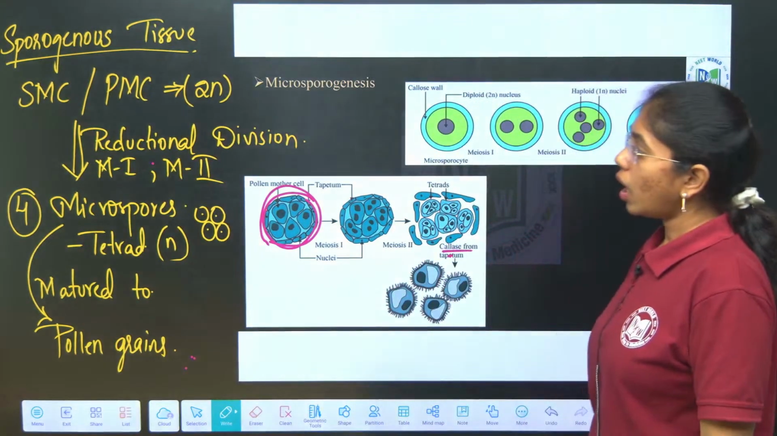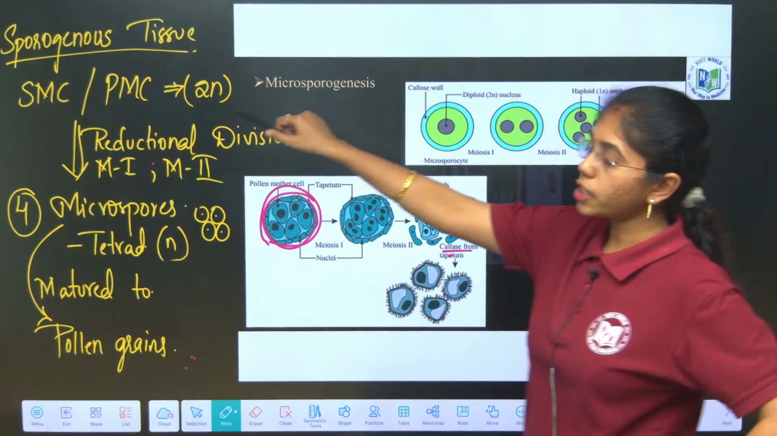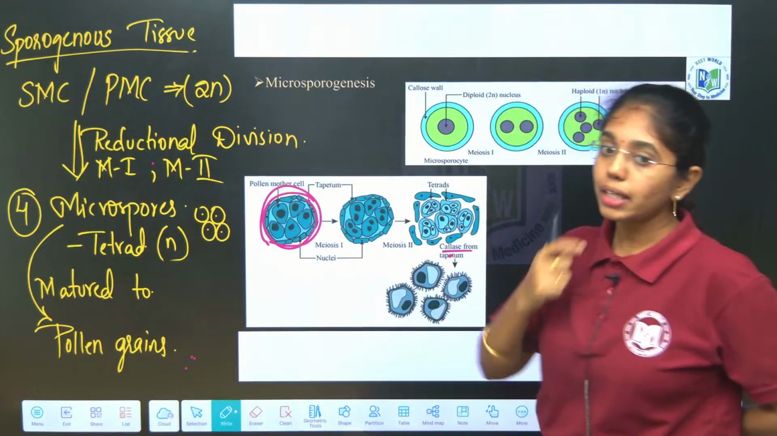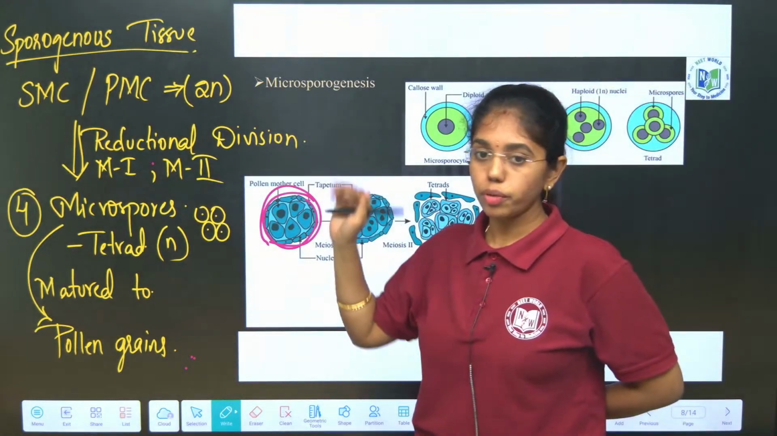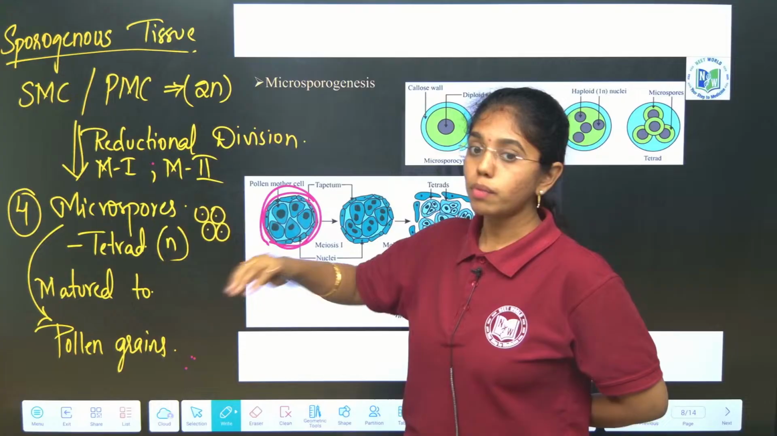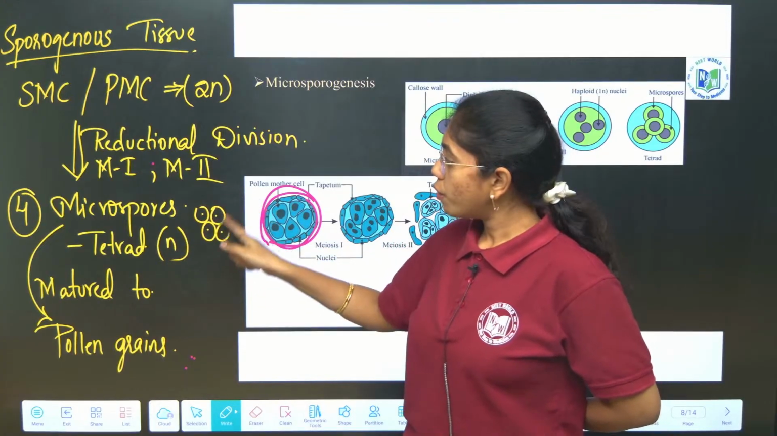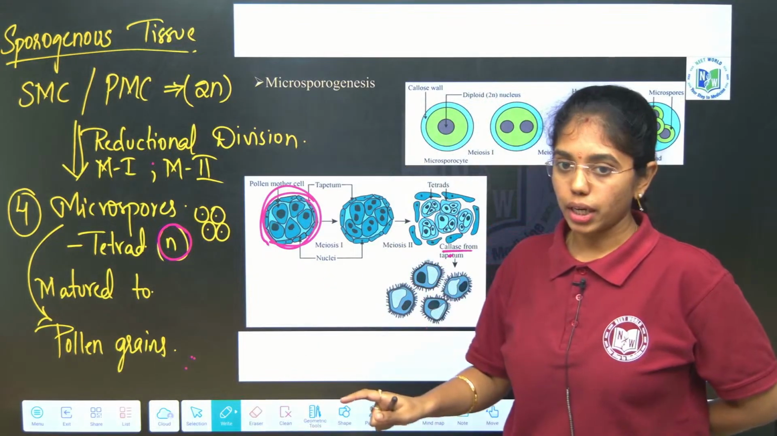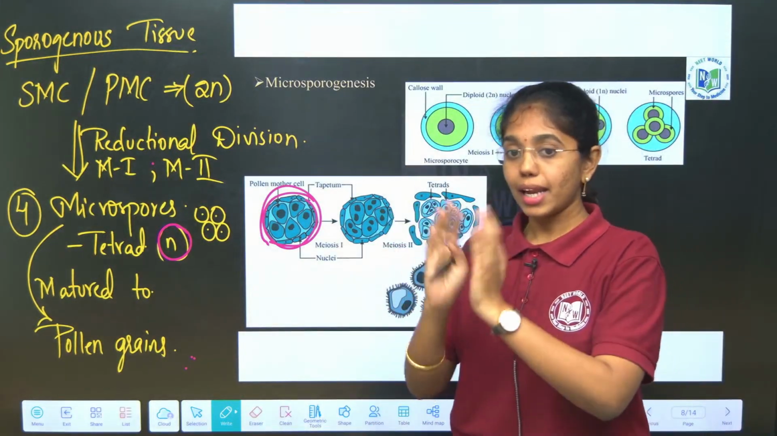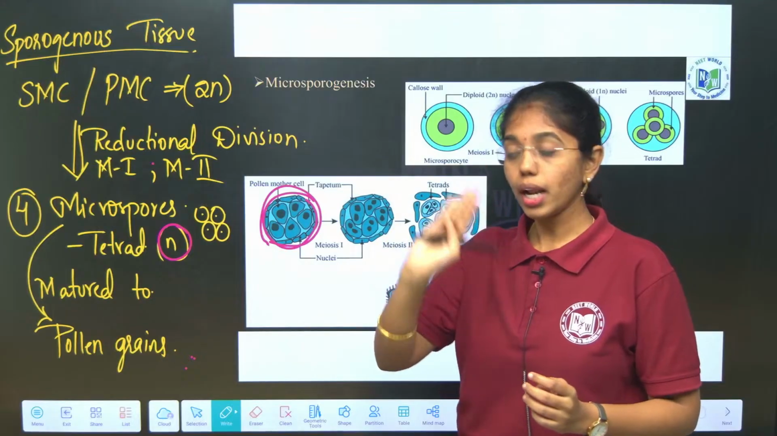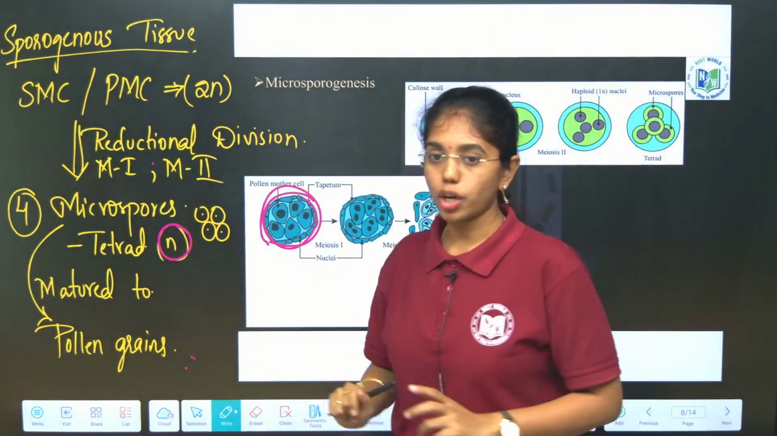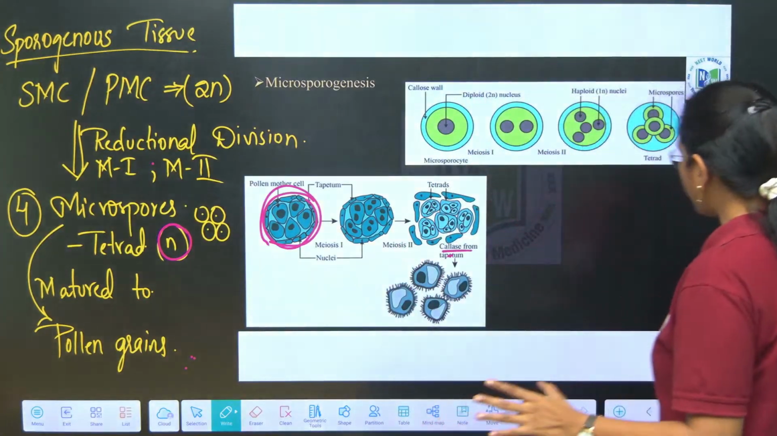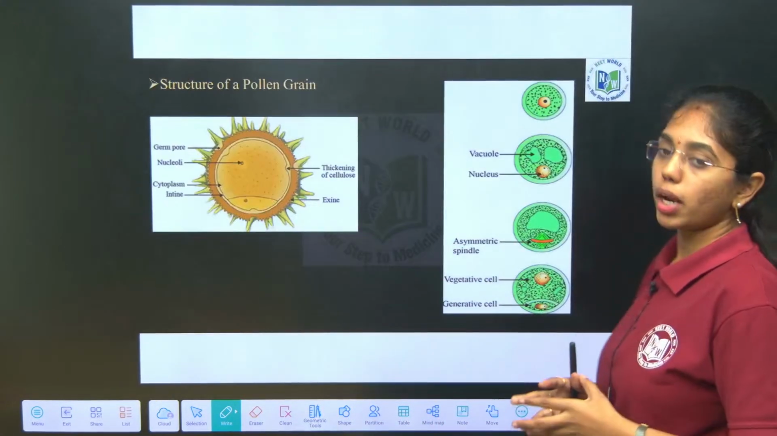Inside sporogenous tissue you have the spore mother cell or pollen mother cell, and this undergoes reductional division, meiosis 1 and 2, and forms 4 haploid microspores. These are released in haploid condition, and callase will degenerate the callose wall layer, and the microspores will mature into pollen grains, which is the male gametophyte. Now, we will look into the structural description of a pollen grain.